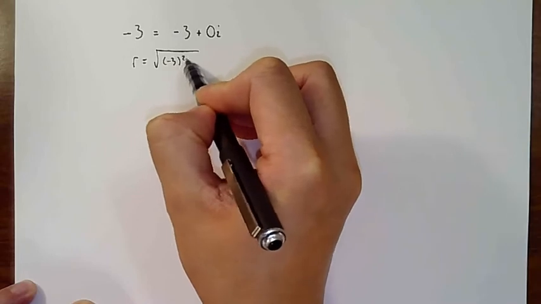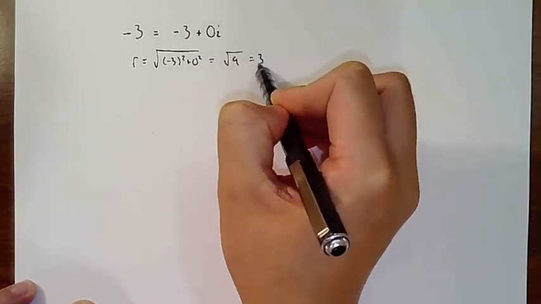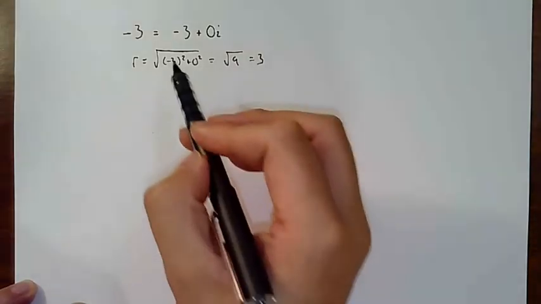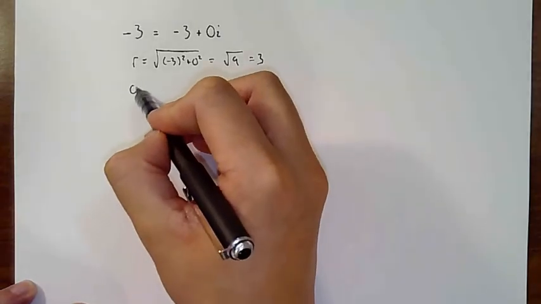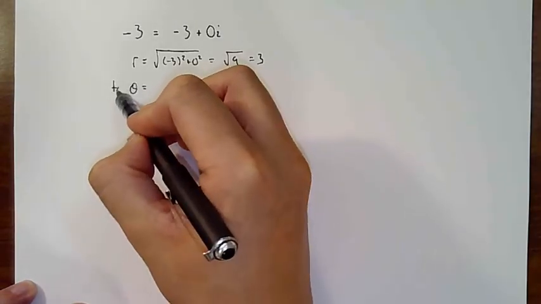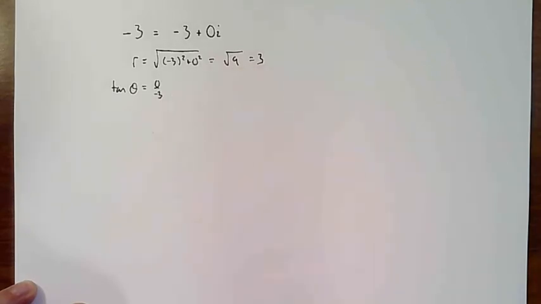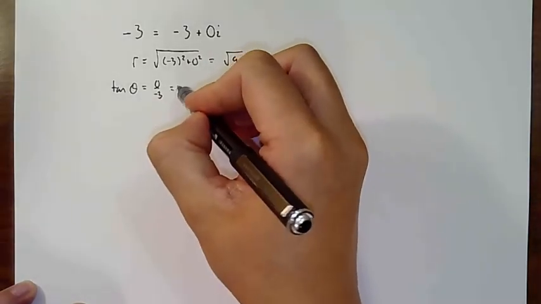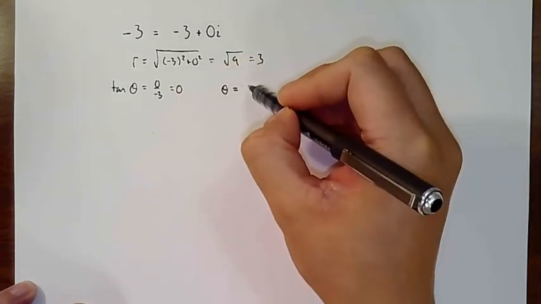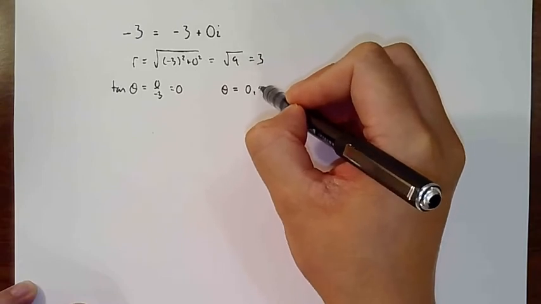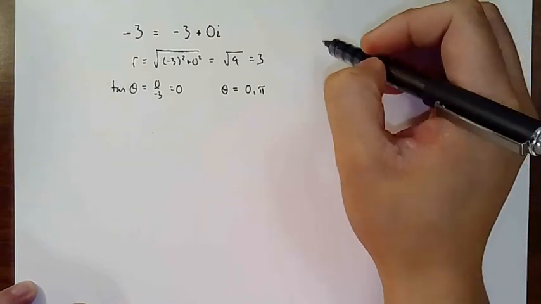R is equal to the square root of a squared plus b squared, which is just 3, right? We simplify this, we get 9, square root of 9 is 3. Now, tan of theta is equal to b over a, which is 0 over -3, which is 0. Well, this means that theta could be 0 or pi. So we need to plot this point to see which of these it is.